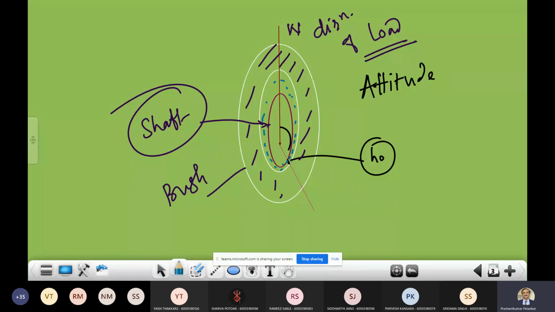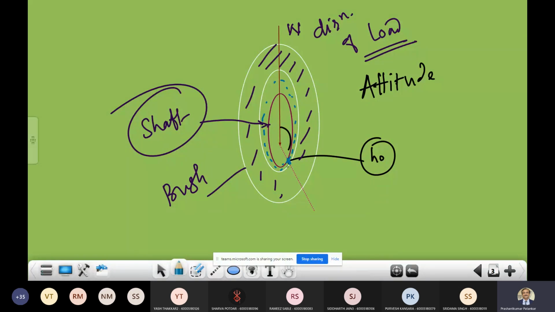Right now this is the minimum film thickness that we get when the shaft is in rotational motion. In this rotational motion we have to find out the minimum film thickness so that we can avoid metal to metal contact. In the case of a hydrodynamic journal bearing, we don't expect direct metal to metal contact. So in such cases this is the minimum film thickness that we need.